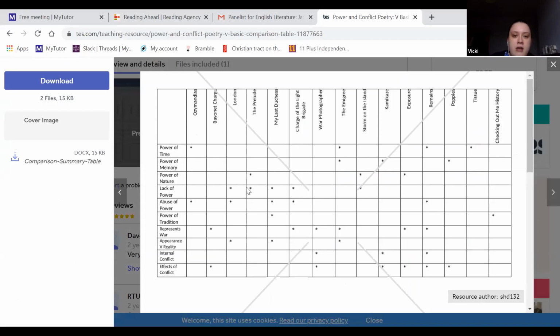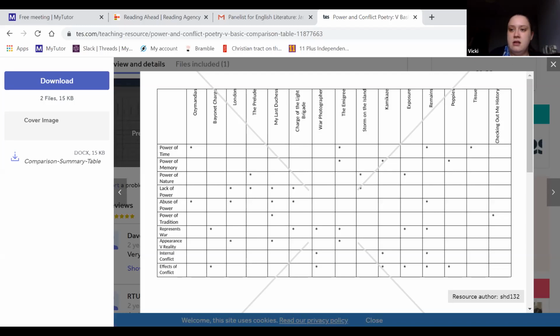So I could go, right, okay, which ones have abuse of power? We've got London, My Last Duchess, Ozymandias, Charge of the Light Brigade, and Remains. Right, okay, so can I see anything else where we've got other things in common? So lack of power, so we could say, all right, Charge of the Light Brigade and London looks good. So perhaps I might group all of those together. So it helps you organise your ideas a little bit more.